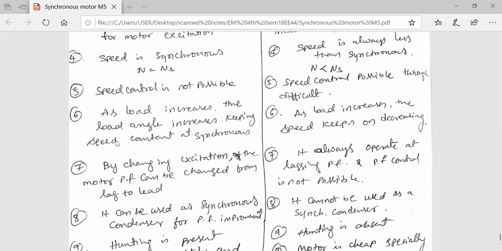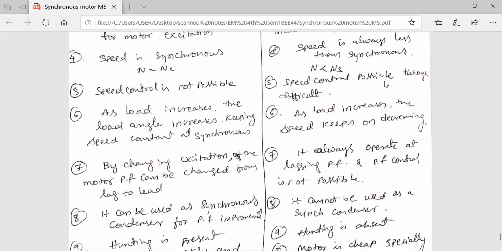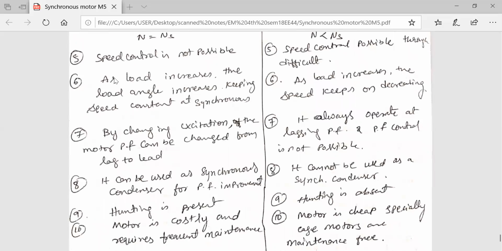And speed control is not possible in the case of the synchronous motor. In the induction motor, speed control can be achieved by various techniques: the stator resistance technique, rotor resistance technique, auto transformer and voltage control method, and frequency control method. So we can control the speed of the induction motor, though it is also somewhat difficult.